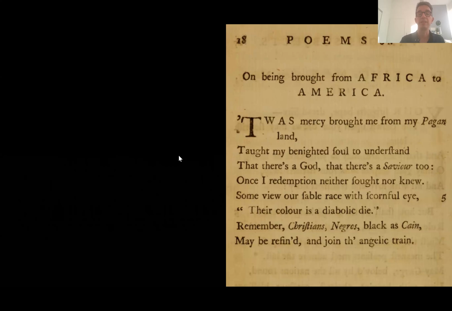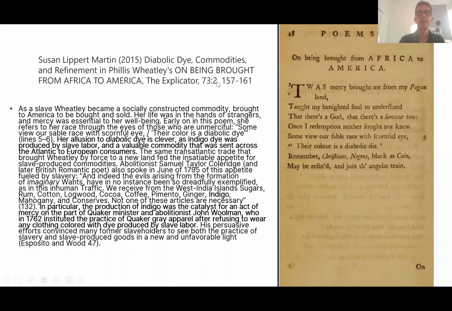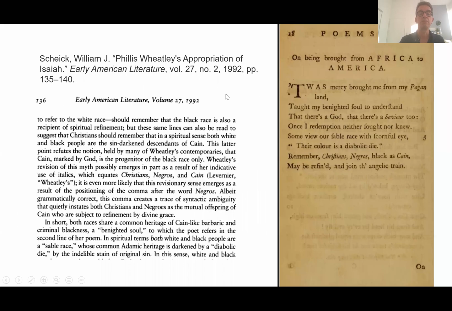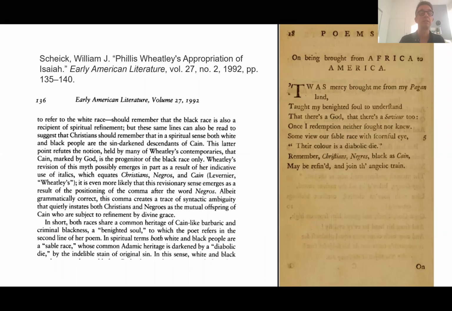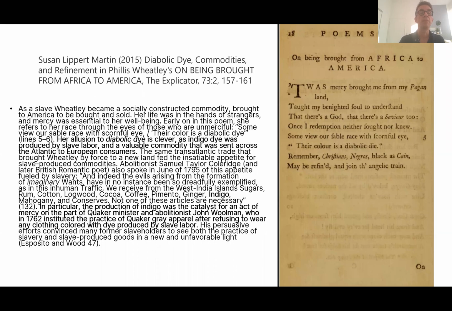Let's see if I can get, there you go. Here's a slide. We need to go back a little bit. And here we go. Computer is being very bad today.